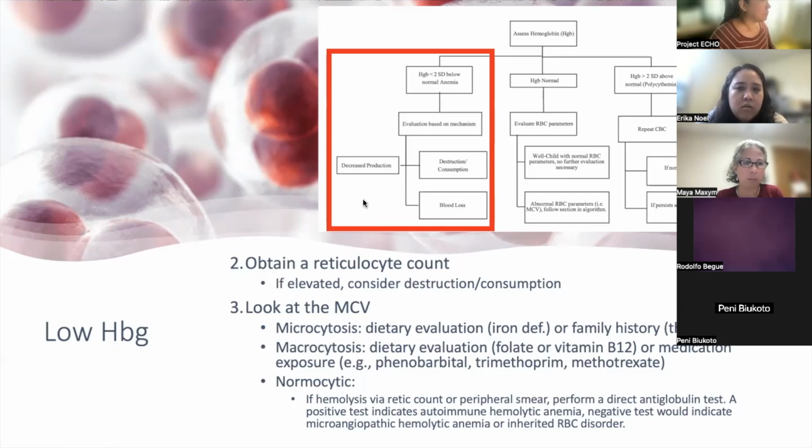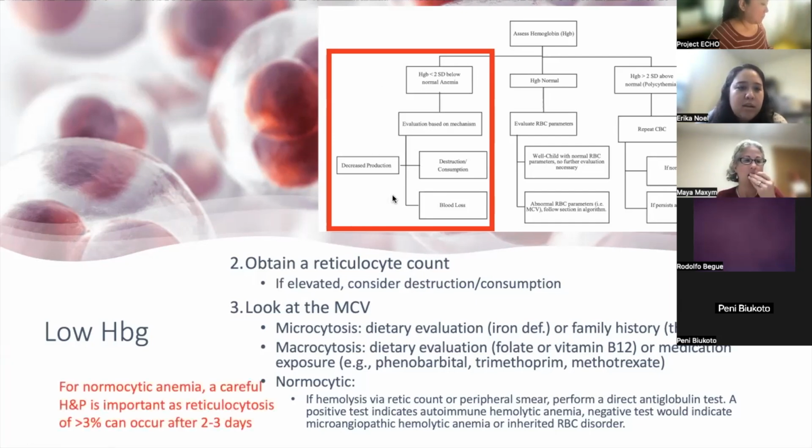And I wanted to go on to the other side of this diagram and look at polycythemia. Oh, and sorry, one more important note is that for normocytic anemia, a careful history is important, as reticulocytosis of greater than 3% can occur after 2 to 3 days. So perhaps if we are getting a history and we don't see an elevated reticulocyte initially, it might be important for us to repeat a reticulocyte count 2 to 3 days after initial onset.